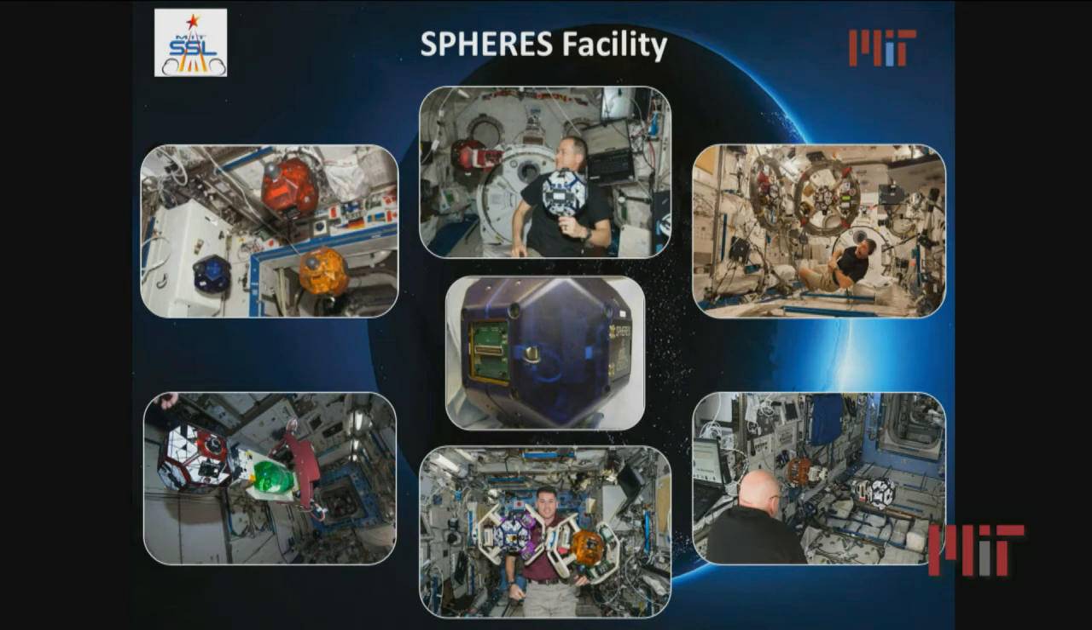So the third facility we built is called Spheres. That's the one that's still going on. It's basically these little satellites that fly inside the International Space Station. And the reason we operate indoors is when the technology breaks, we don't lose the satellite, we don't hurt anyone, we don't hurt the vehicle and all that.